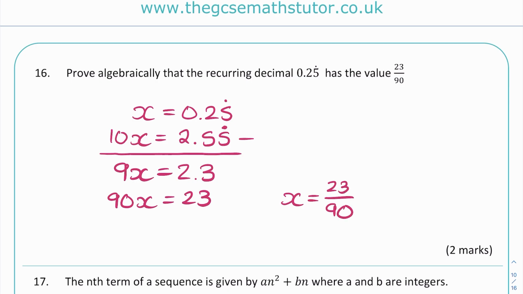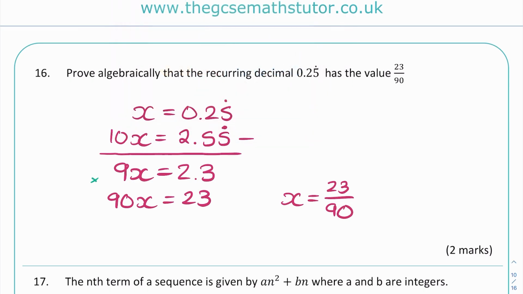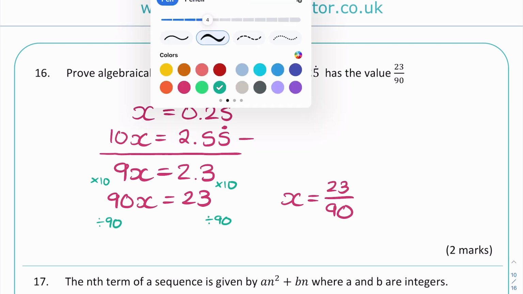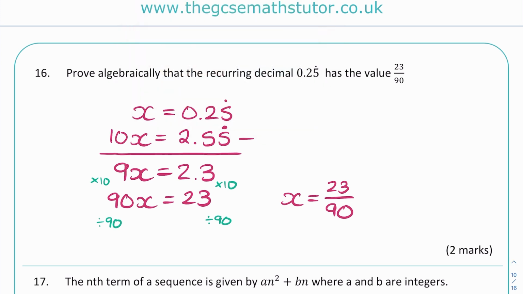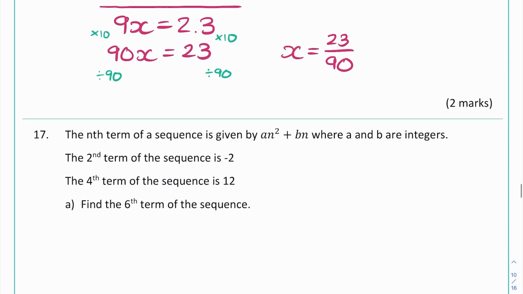Now the one thing you might want to do here, obviously we are proving algebraically, so we might want to write here the fact that we times both sides by 10, that was all part of the proof, and then we're also dividing by 90 here, so we just want to show those steps, as obviously that is part of the proof. And if you were asked to write this in its simplest form, this actually doesn't simplify, but if it did ask you to write it as a simpler fraction, you'd also have to show the steps on how you simplified it too. So there we go, there is some recurring decimals.